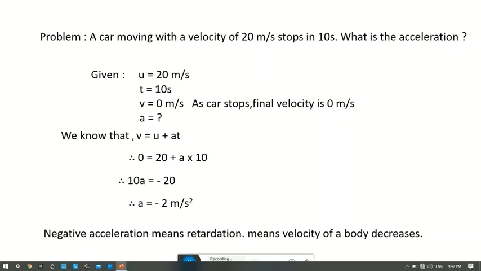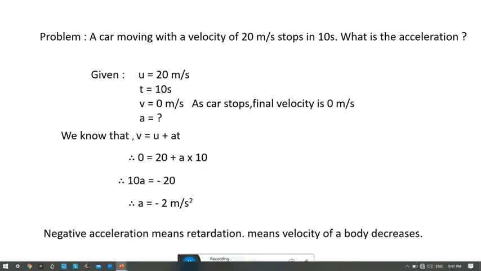We have to solve this problem: a car moving with a velocity of 20 meter per second stops in 10 seconds. What is the acceleration? So first write down the given parameters. A car moving with a velocity of 20 meter per second means its initial velocity, that is u, is given. Stops in 10 seconds. Stops means its final velocity is 0 meter per second, and t is given, that is 10 seconds, and we have to find out acceleration, that is a.